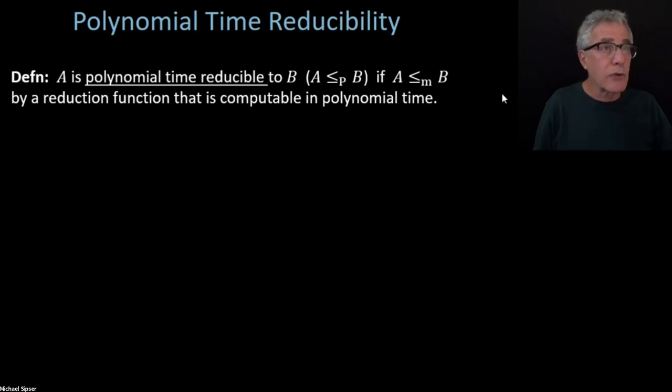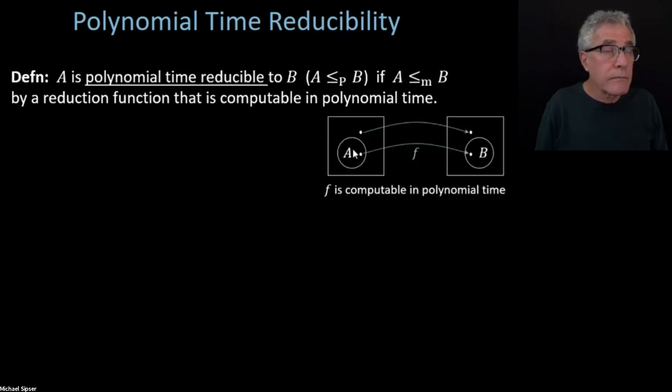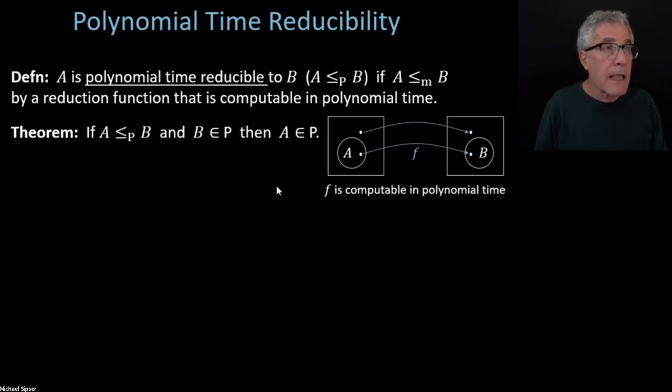And it uses this notion of polynomial time reducibility, which is just like mapping reducibility that I hope you've all grown to know and love in the first half of the course. But now the reduction has to operate in polynomial time. So it's the same picture that we had before, mapping A to B, transforming A questions to B questions, but now the transformation has to operate quickly. And we get that if A is polynomial time reducible to B and B is polynomial time, then A is also polynomial time. Same pattern as before. If A is reducible to B and B is easy, then A is easy.